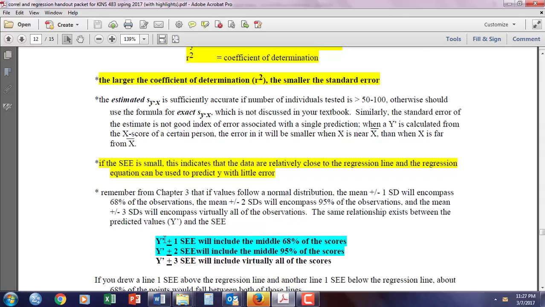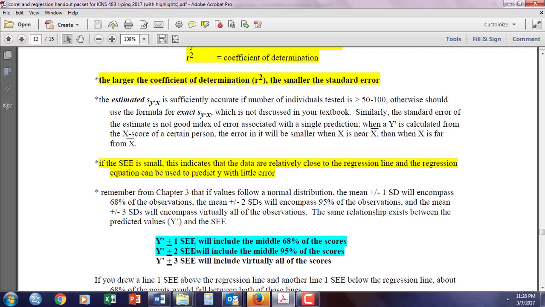If we take that prediction and we go plus or minus 1 standard error of the estimate away from that prediction, we will capture 68% of the actual scores. If we take that prediction and we go plus or minus 2 standard errors of the estimate away from it, we will capture the middle 95% of the actual scores. So you can see, I hope, that this parallels our understanding and interpretation of the standard deviation.